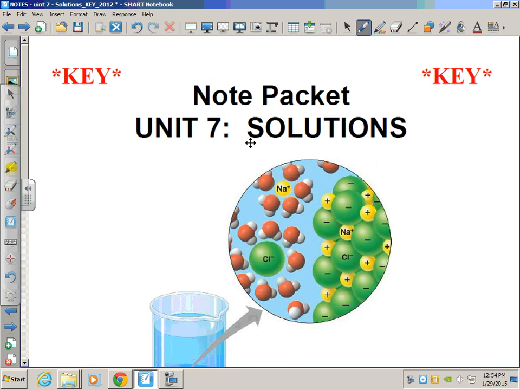The picture you see here is a good example of one of the most common aqueous solutions you're ever going to hear about, salt water, sodium chloride dissolved in water.